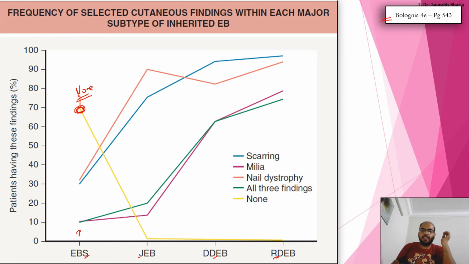As we move forward, we see the scarring increases. The blue one is scarring, it increases. The orange one is nail dystrophy, that also increases as we move from simplex. Other disorders like all three findings, melia, nail dystrophy, scarring increases. Okay, and this one is melia. So as we move from simplex to junctional to dystrophic, dominant dystrophic to recessive dystrophic, the severity of melia, nail dystrophy, and scarring keeps on increasing. Okay, so if you see a patient with severe forms of these three features, you can be pretty much sure that you're dealing with junctional or dystrophic forms.